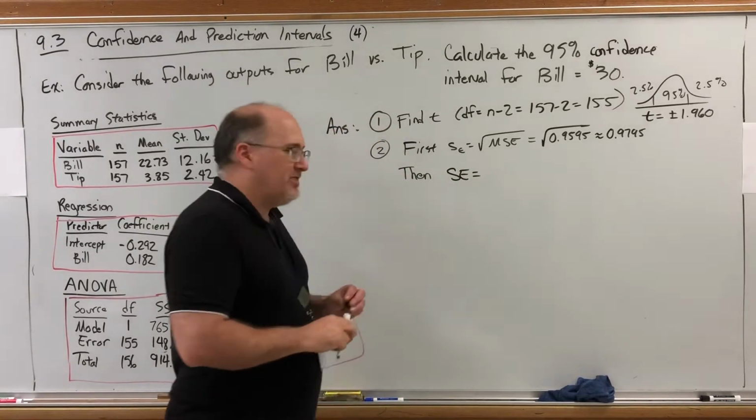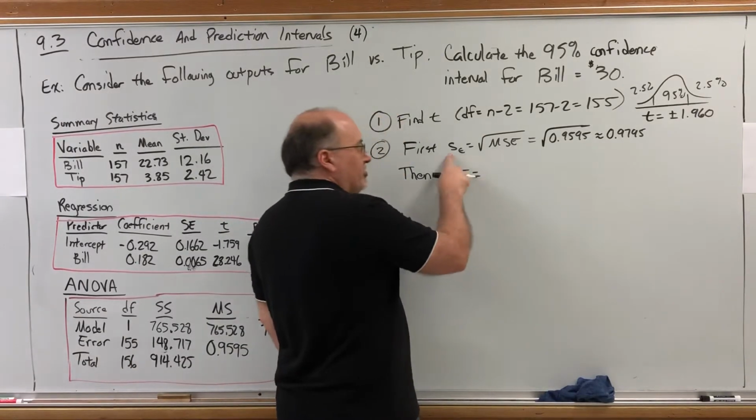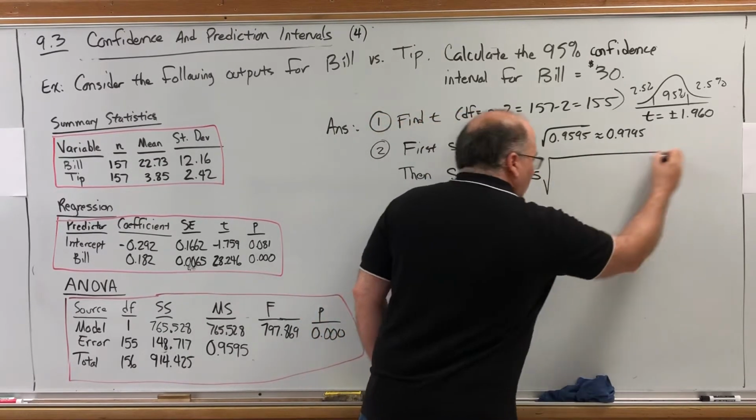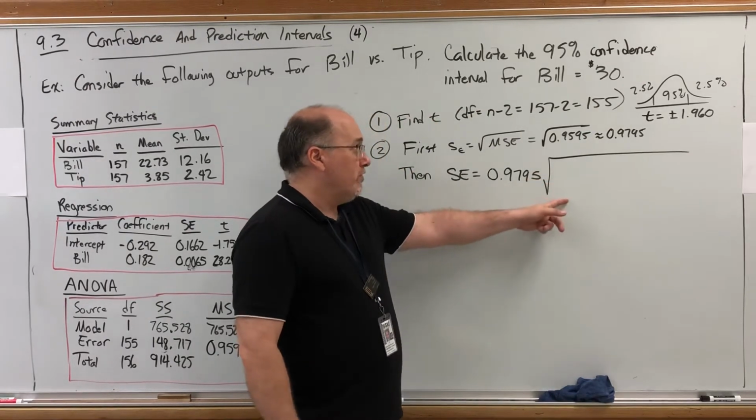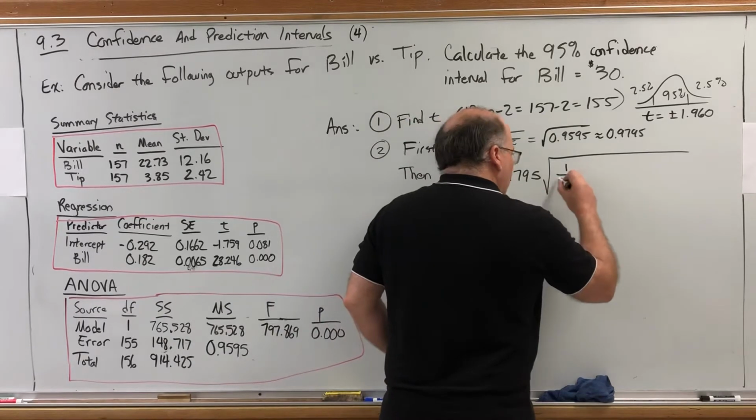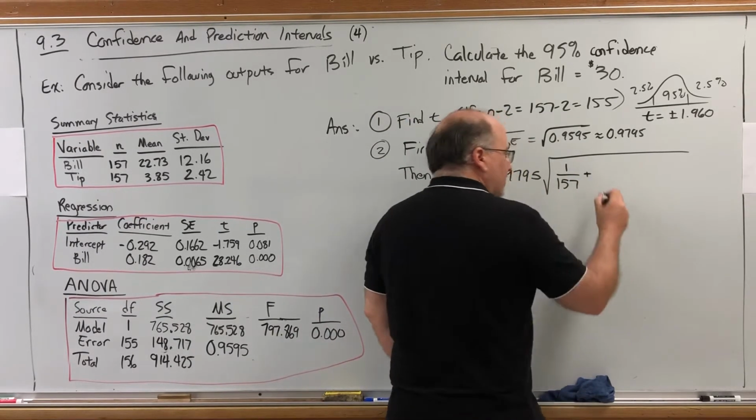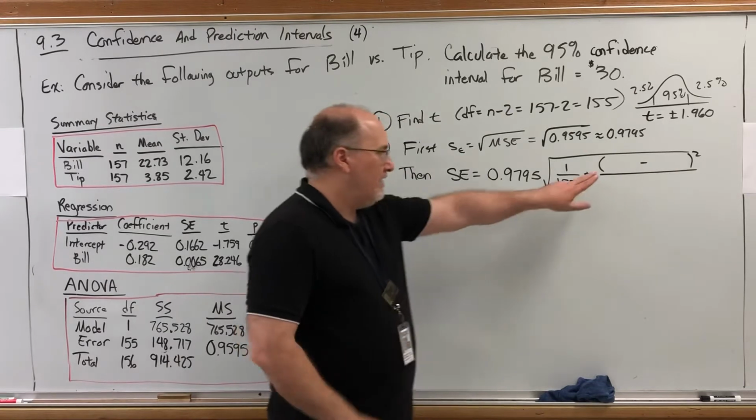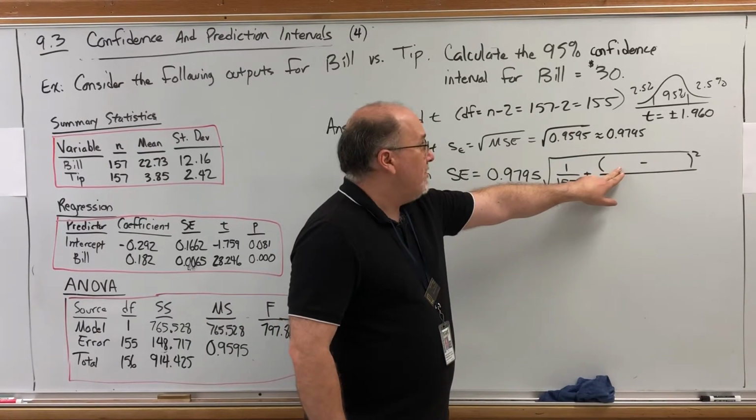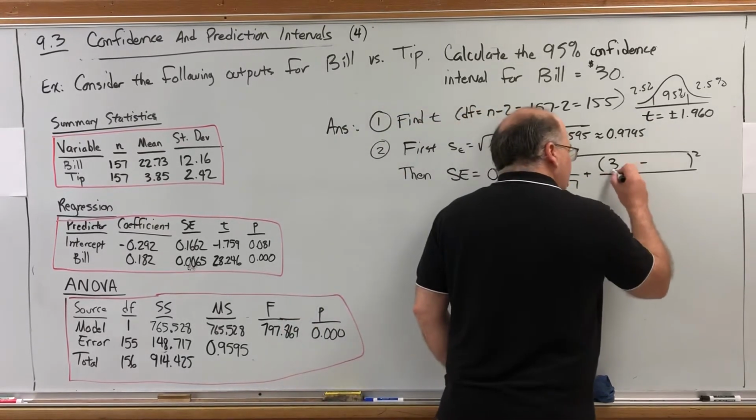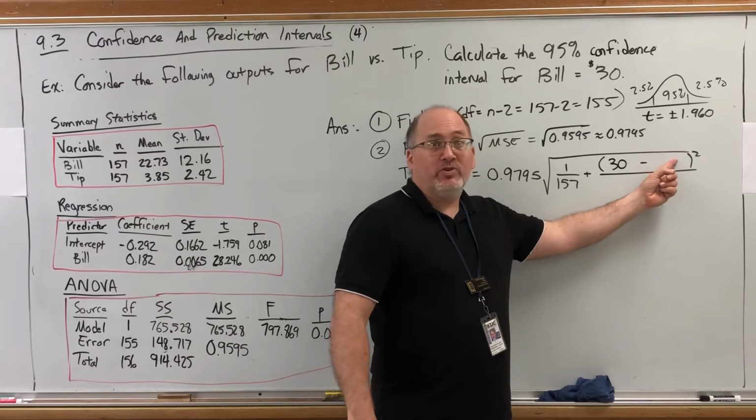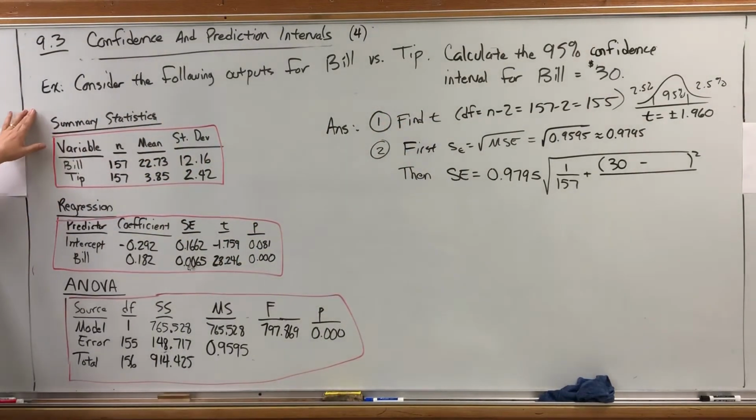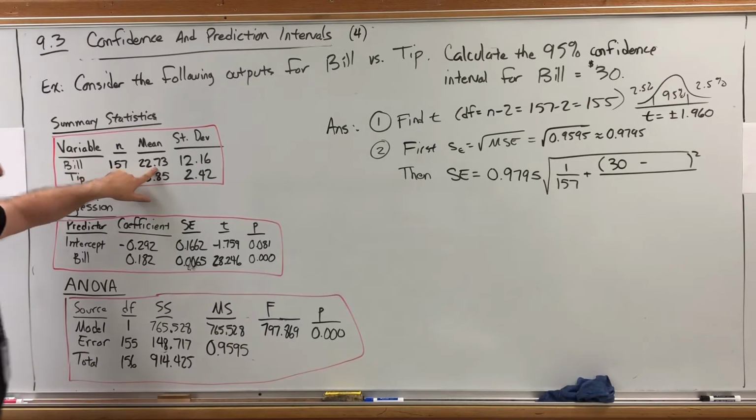Then we can set up the formula for the standard error. I'm not going to rewrite the formula, but I'll cite the values as I set it up. The first value is the standard deviation of errors, so it's the value I just found, 0.9795, times a tall, long square root. The first part of the square root is 1 over n, and the n was 157. So 1 over 157, plus a bigger fraction. On the top of the bigger fraction is a squared subtraction problem. On the left of it is the x star, the specific value for bill that we're looking at, which was $30. On the right side of the subtraction was x bar, the mean of all the bill values that were observed. That comes from the summary statistics. The mean of the bill values was $22.73.